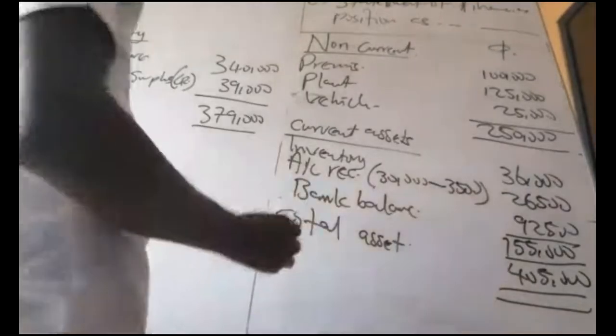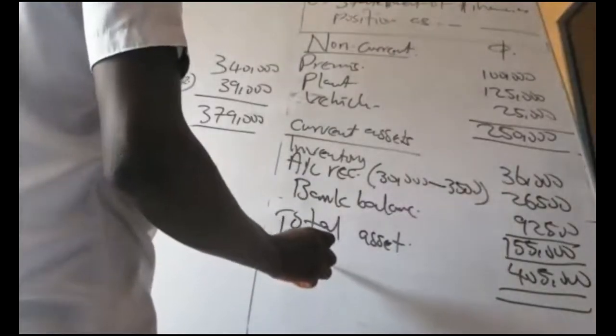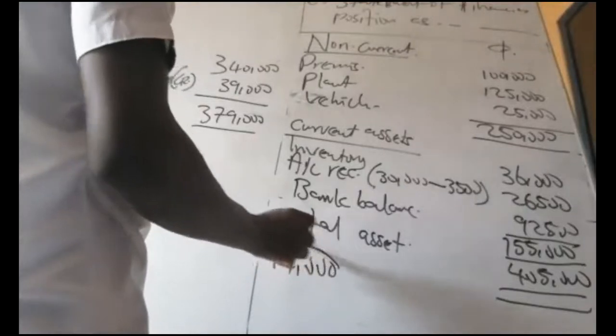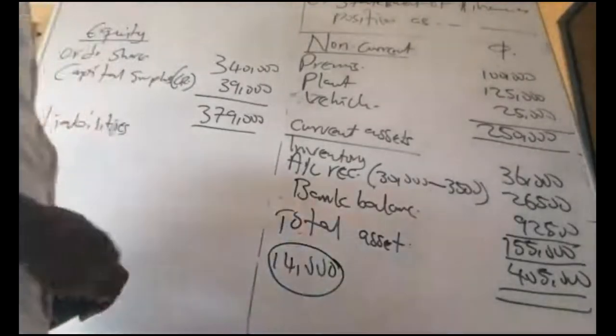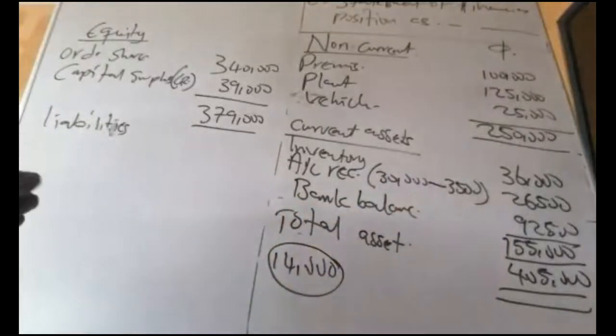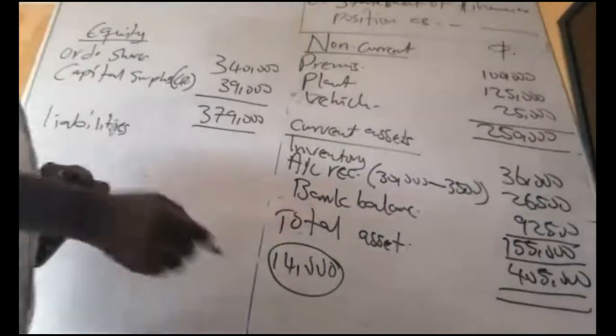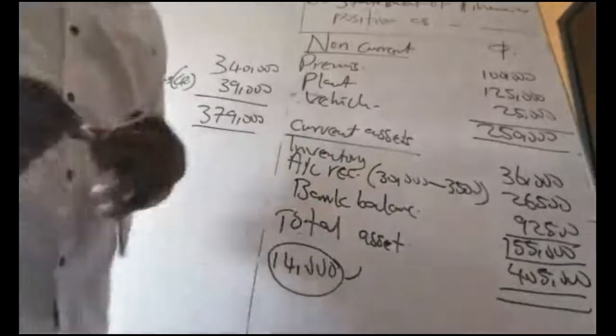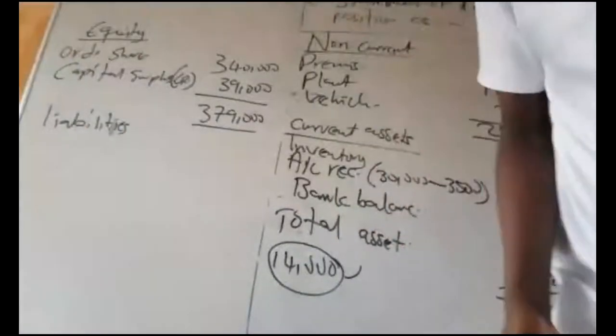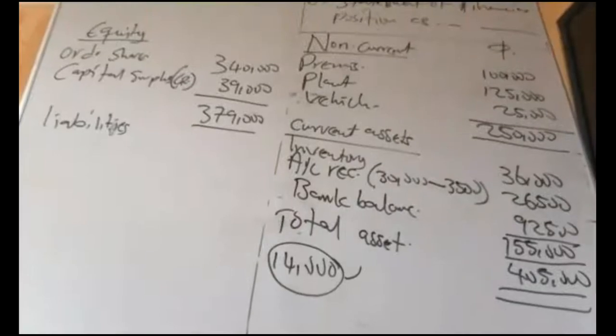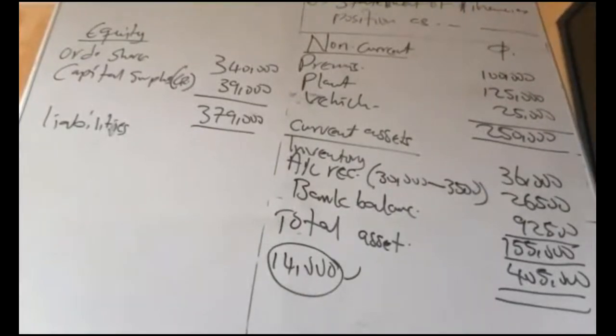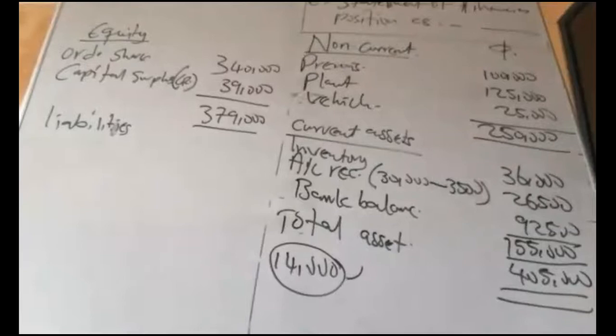There was a 14,000 which has not been captured on the financial position. That we captured it, the debenture interest that we paid. Yes, the dividend. Did we add the 4,000 to it? Yes, we added 4,000 there. Good. So that is it.